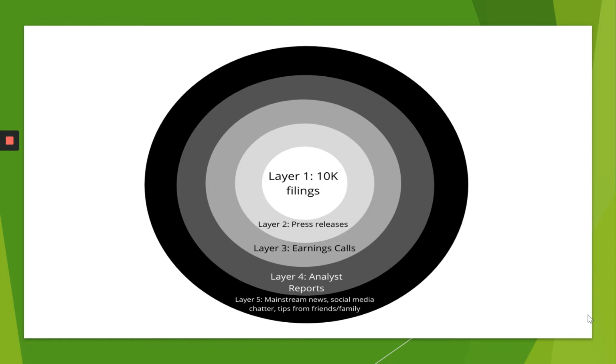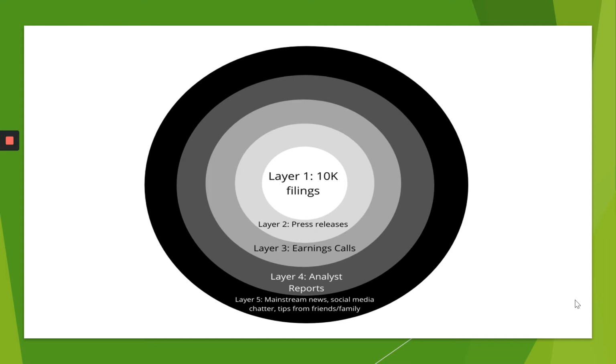So layer 1 is the 10K filings, and these are the legally mandated filings that any public company has to submit to the SEC once a year. And there are so many restrictions about what you can and can't say in these filings, and they have to be independently audited. So this is where you will find the least amount of spin on the prospects for a company, because this is where you'll get all the financial data, and this is where you'll get the outlook for the company's prospects.